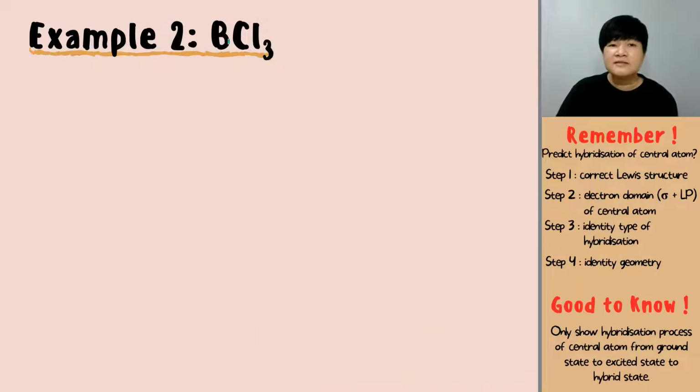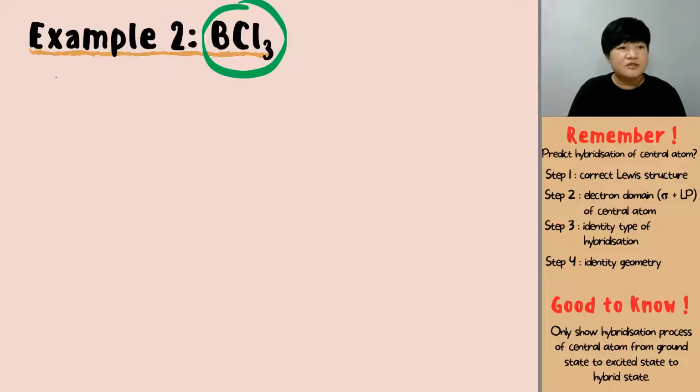Okay, next example, we have boron chloride. Okay, so as always, we start off with the Lewis structure. So for the Lewis structure, total valence electron.